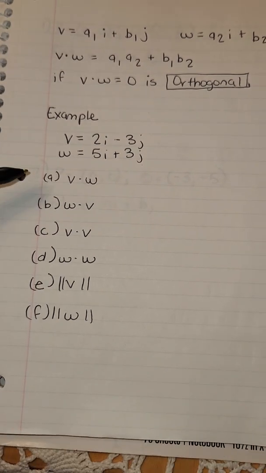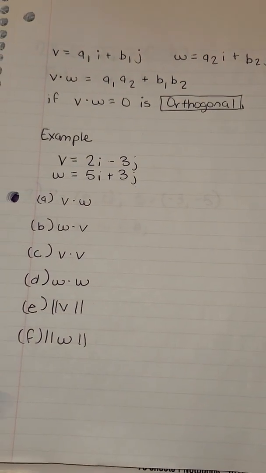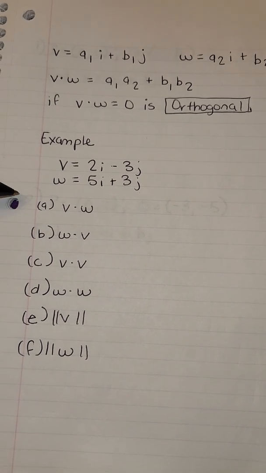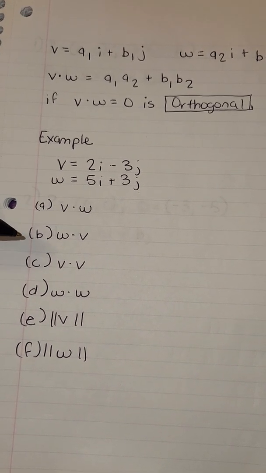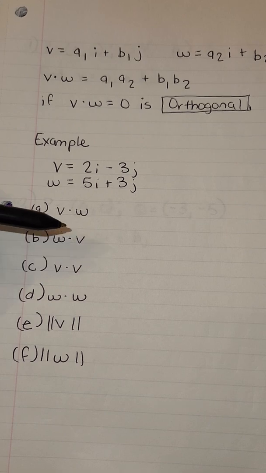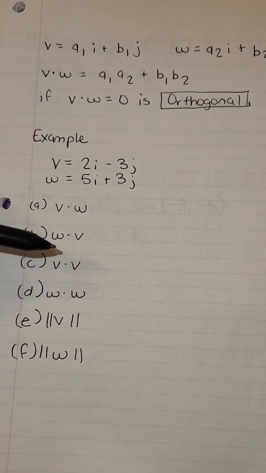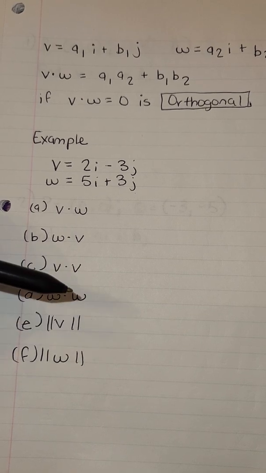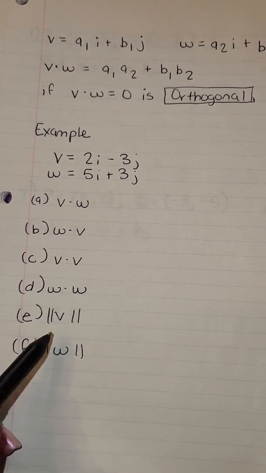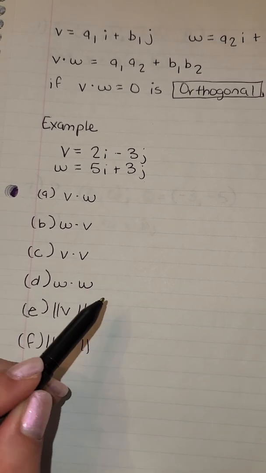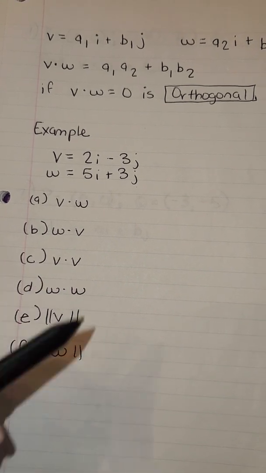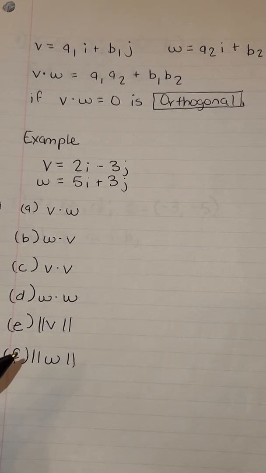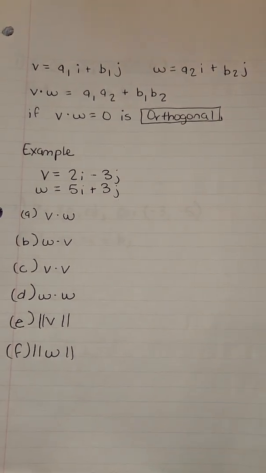Try to solve these by yourselves, and I'll be back with the answers. You're going to solve for A, V dot W, B, W dot V, C, V dot V, D is W dot W, and E is equal to V, the absolute squared value, where we put under the radical, and the W, the same thing. I'll be back with the answers.